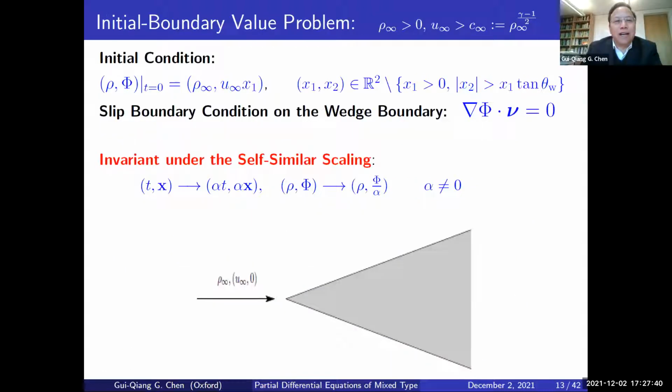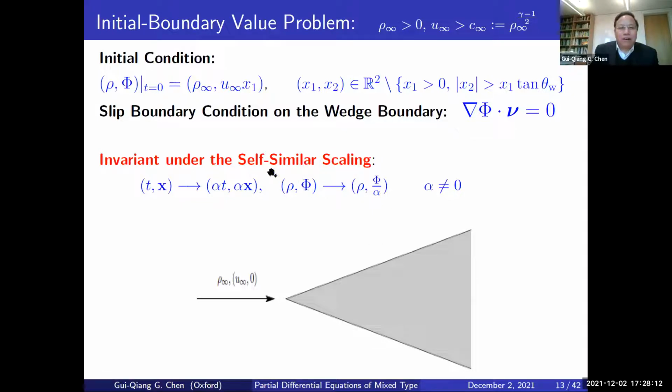So the whole problem is really an initial boundary value problem. Physically, it is set up as follows: initially, at t equals 0, I give an incoming supersonic flow. Then I want to find a solution that satisfies the slip boundary condition on the wedge boundary. So this becomes an initial boundary value problem: I have the nonlinear PDEs, then the initial condition and the slip boundary condition. The configuration I showed you is supposed to be the solution of this initial boundary value problem.